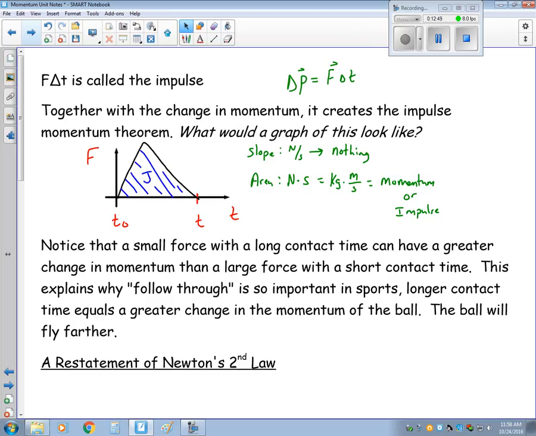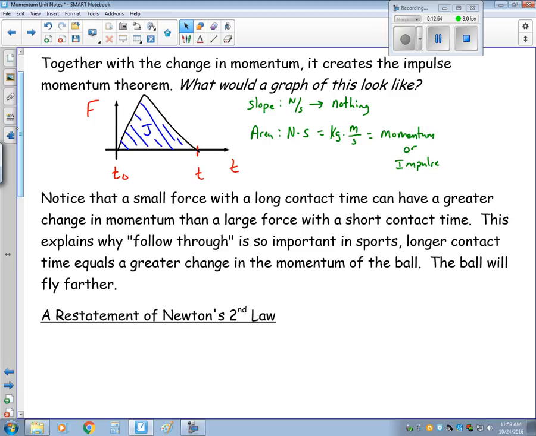This really boils down to helping us understand some sports in many ways. If you're in sports, your coach probably tells you a lot of the time to follow through. And what this means is that a small force with a long contact time can have a greater change in momentum than a large force with a shorter contact time. So follow through, that's why it's so important. If you extend the amount of time that you're in contact with that ball, you will give that ball a greater change in momentum, making it fly farther.